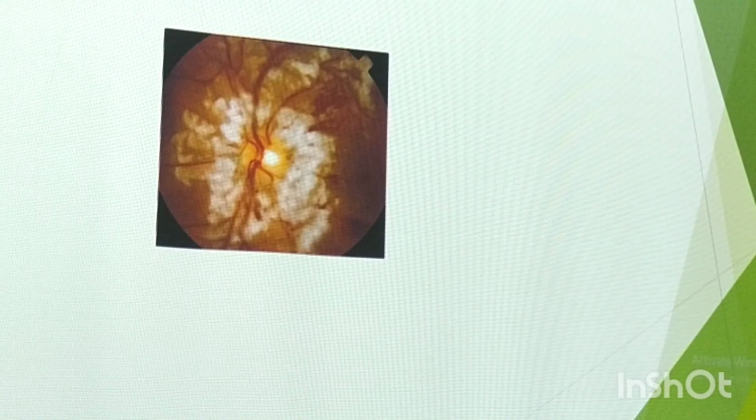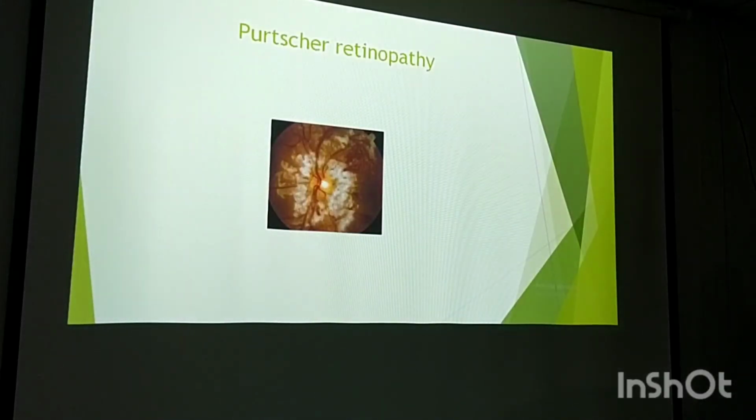So this is retinopathy due to compression injuries of the abdomen and chest. Sometimes these people are referred that they have low vision, and we see this. This is cotton wool spots and hemorrhages on the retina due to compression. Otherwise, the eye is okay, the cornea is okay, anterior chamber is okay, but due to compression injury, the retina is damaged.